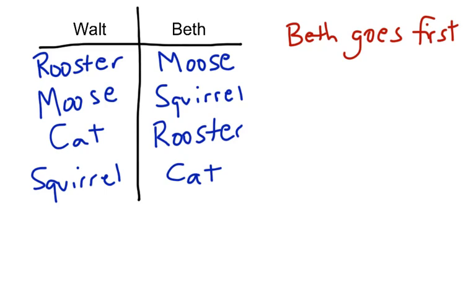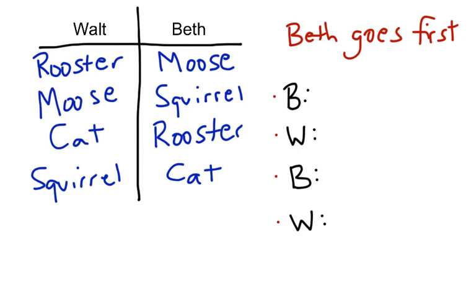Since Beth is going to go first, that means the order of these picks is going to go Beth, then Walt, then Beth, then Walt. That's the order in which they get picked. So the way that this works, and the reason it's called the bottom-up strategy, is when we fill in these choices, we are going to fill them from the bottom up.